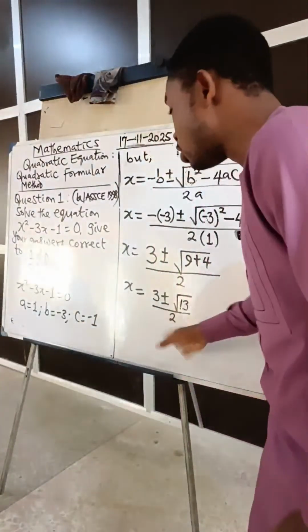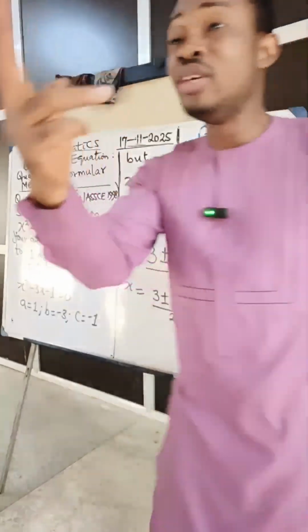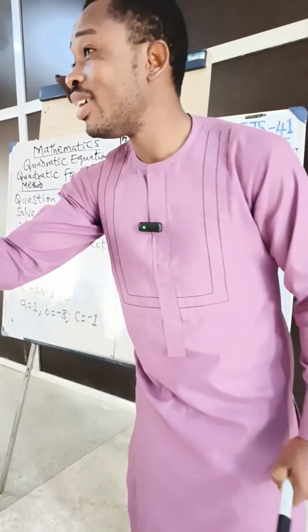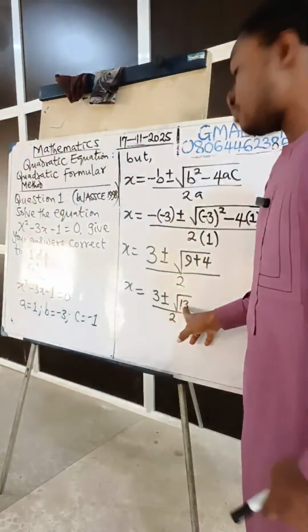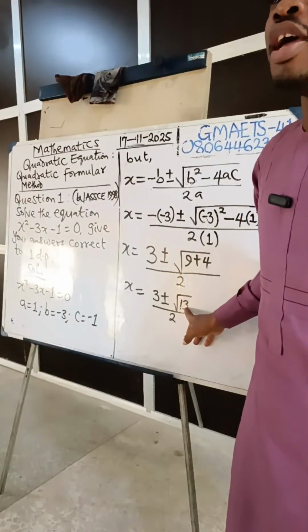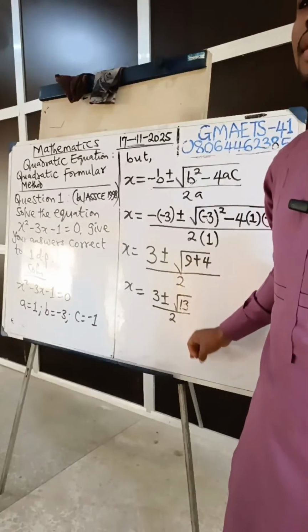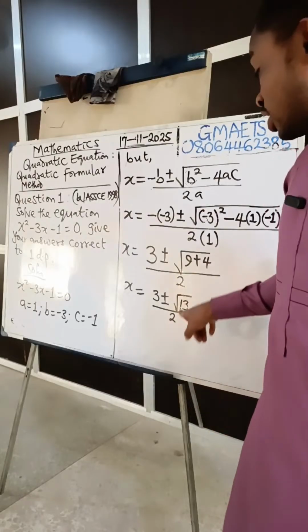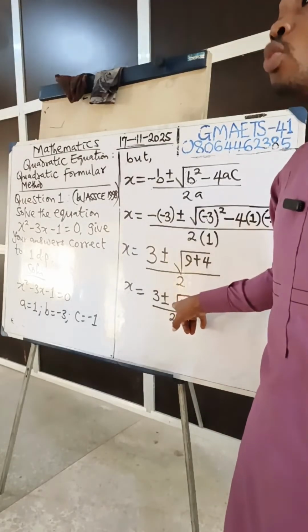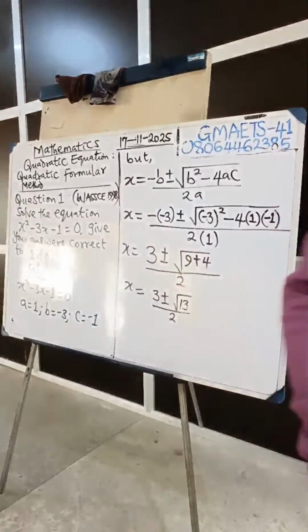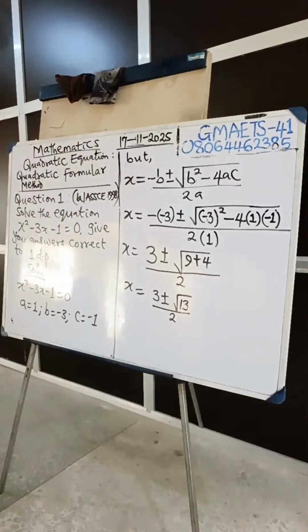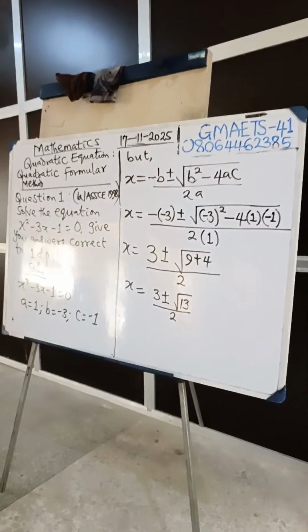The final answer we are going to get here, will it be whole number? No. Remember, it can only be whole number if the discriminant gives us either 0 or a perfect square. If it simplified to 0, we would know that the final answers will be real numbers and equal.